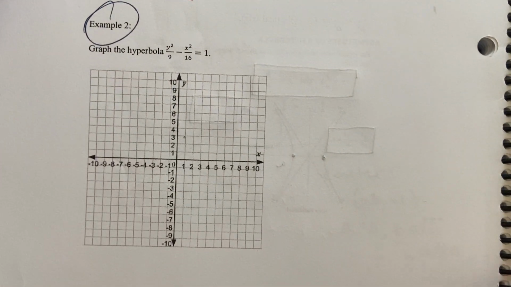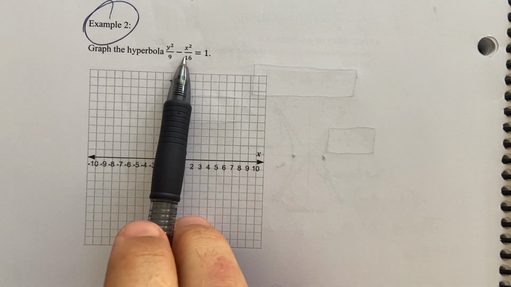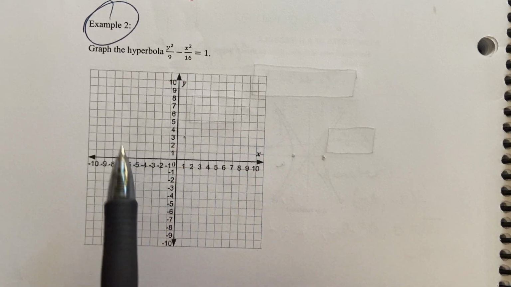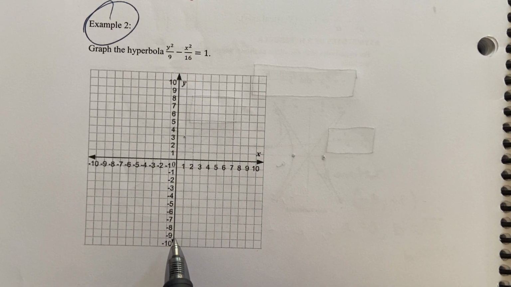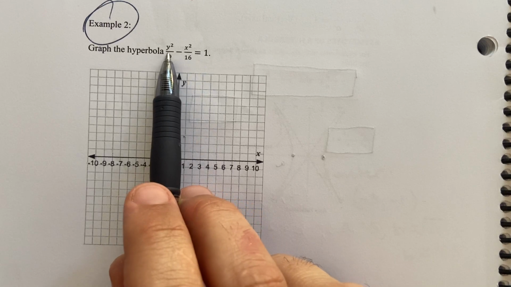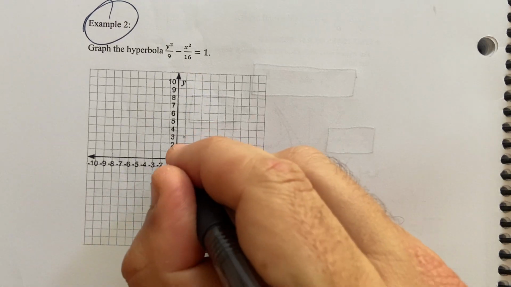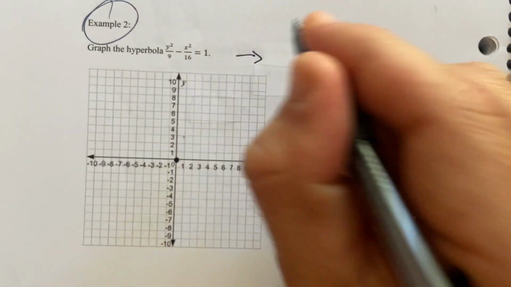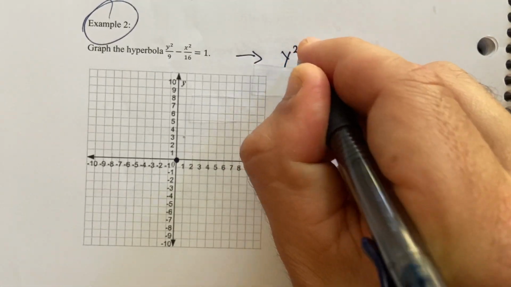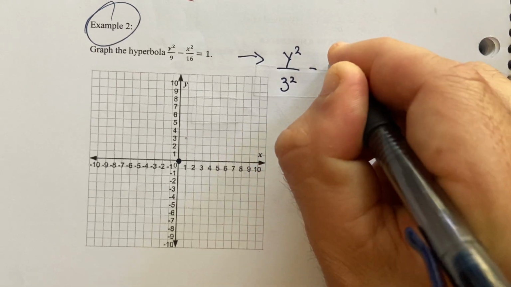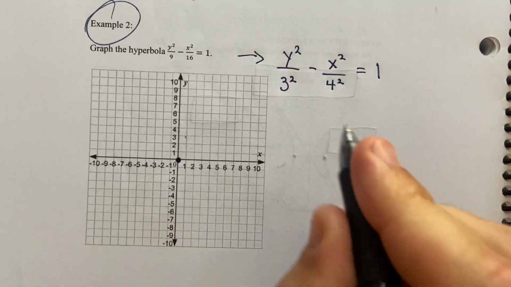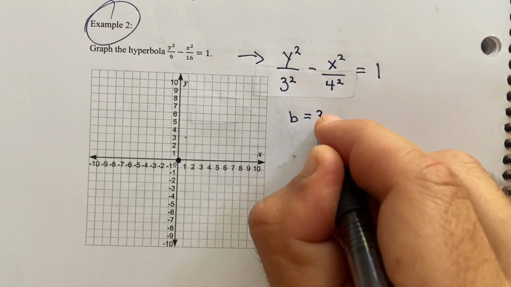Let's try another one. So this is a case where it looks like the x is negative, the y is positive. This thing will be opening vertically, right? There's no shift, so it's still centered at 0, 0. To write it in its full glory, I have y squared over 3 squared minus x squared over 4 squared equals 1. So in other words, b is 3, right?